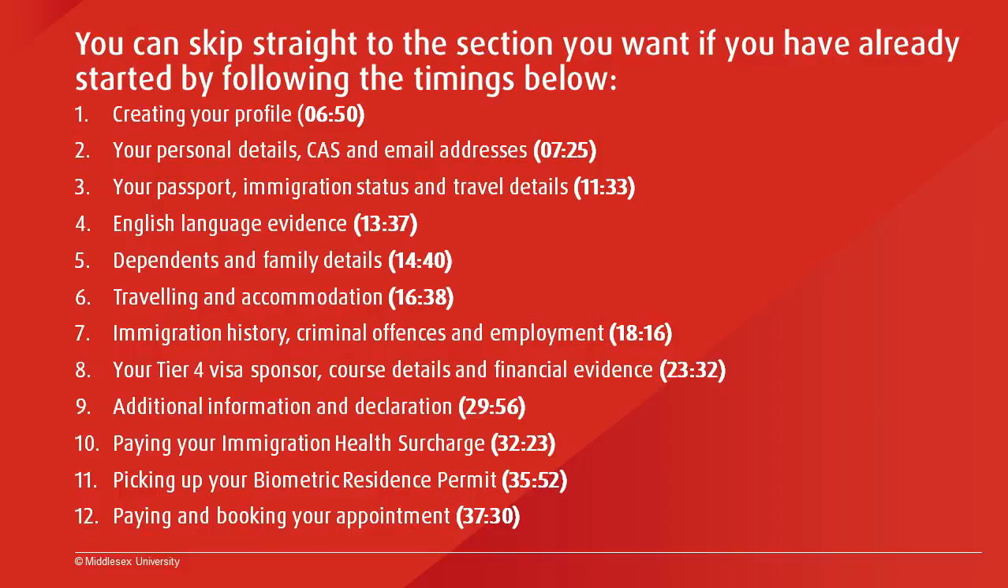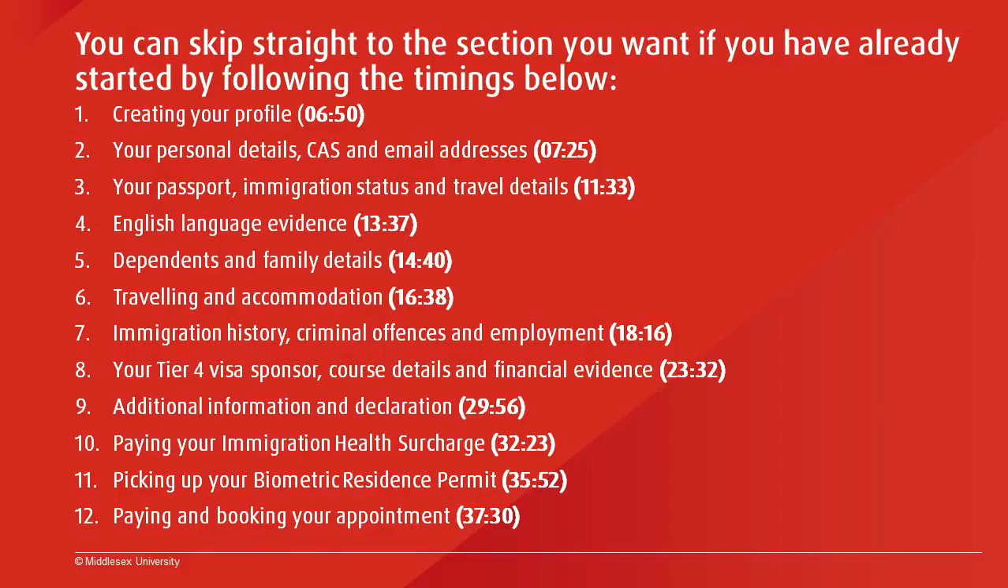Section 1, creating a profile. You'll only need to do that once. Section 2, your personal details, details of your CAS, and your address. Section 3, details of your passport, your current immigration status, and travel details. Section 4, English language evidence. Section 5, dependents and family details.